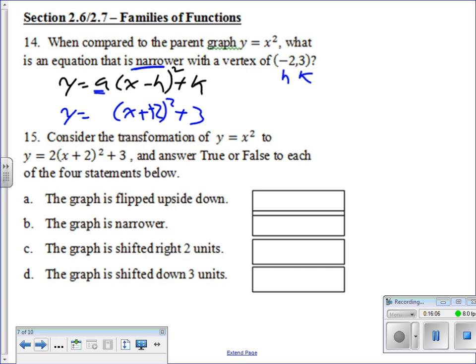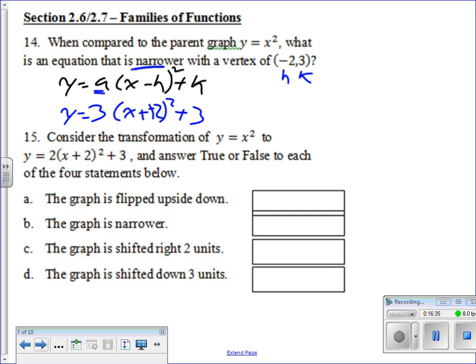It's a number larger than 1. If it's narrower, it's a number larger than 1. If it's wider, it's a number smaller than 1. So any number larger than 1 would work, because the larger the a, the skinnier the graph. The smaller, the wider it is. Okay, what are my possible answers to each one of these four?